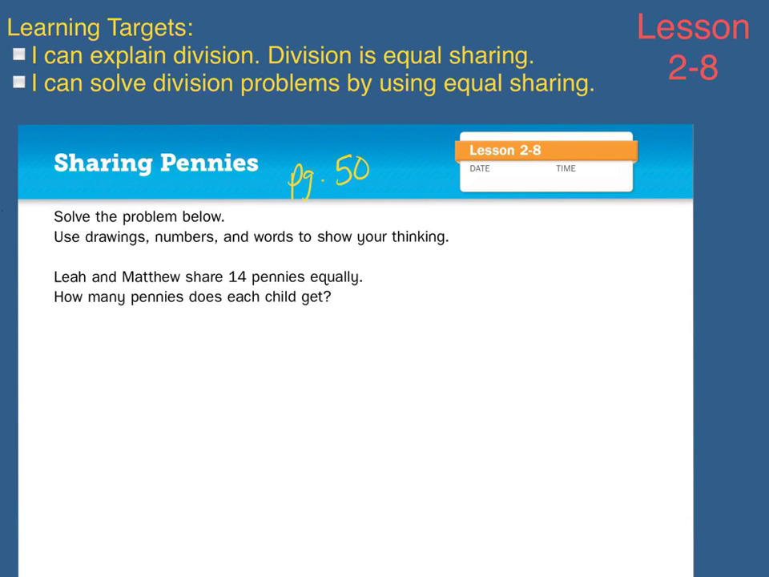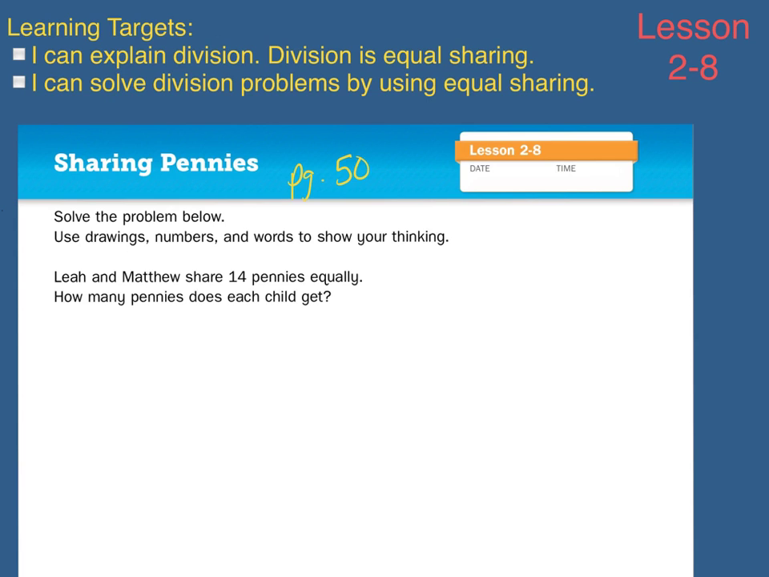First, let's take some time to point out the learning targets. They're always going to be posted up top here in our videos. Our first one is I can explain division. Division is equal sharing. Our second learning target for today is I can solve division problems by using equal sharing.